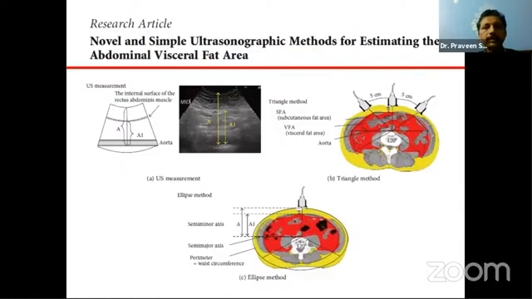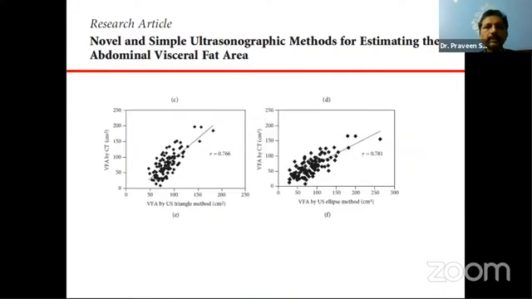Now we have other methods like the ultrasound method, though it is still under research. By ultrasound, we can measure by two techniques, one is the triangle method and one is the ellipse method, the amount of fat in the subcutaneous and the visceral compartments. There is not much data, but people are doing this because it is easily available and there is no exposure to radiation. And this method has also shown good correlation for visceral as well as subcutaneous fat compared to the CT scan.